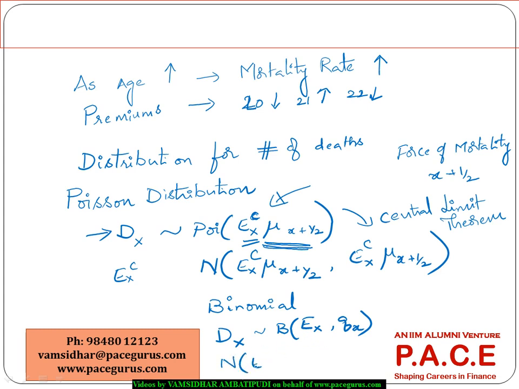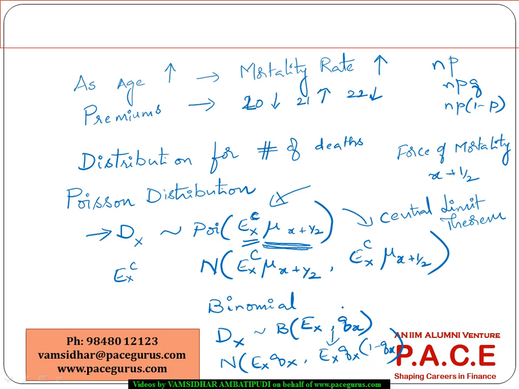Again, the mean of the binomial distribution will be the exposed to risk multiplied by Qx, with the variance as exposed to risk multiplied by Qx multiplied by 1 minus Qx, because the mean of a binomial distribution is NP and the variance of a binomial distribution is NPQ, or NP into 1 minus P. So the variance of the approximated normal distribution also is NP into 1 minus P.